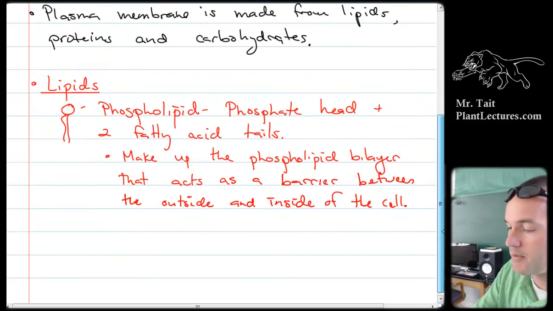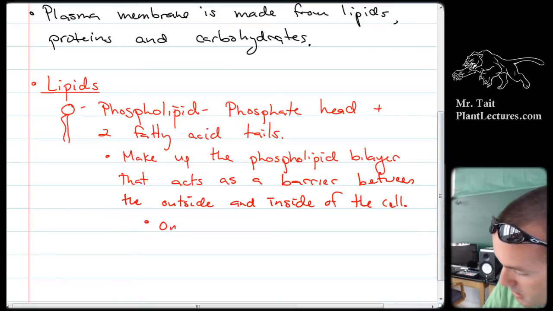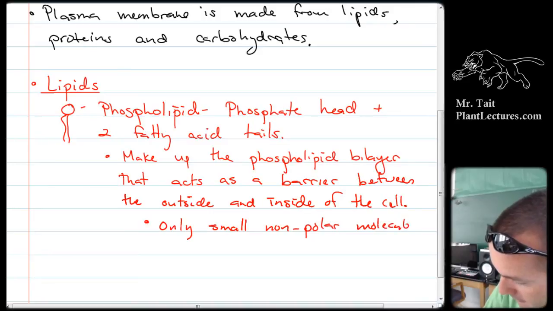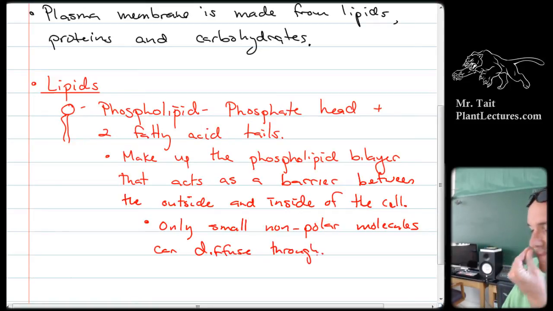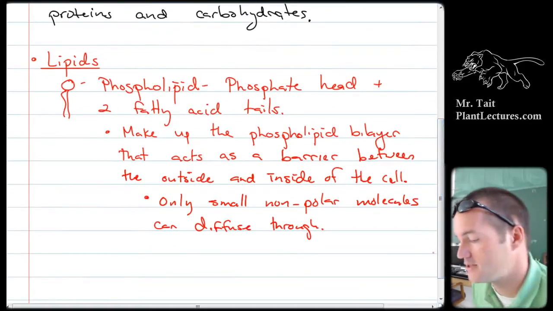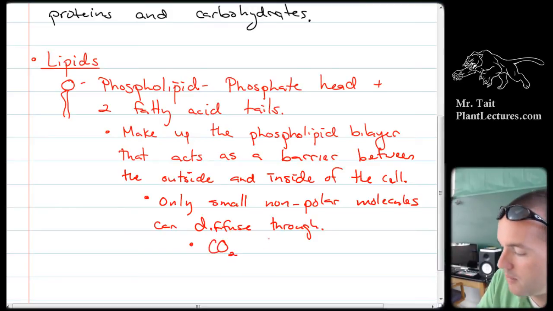But the only things that the phospholipid bilayer allows through are things that are small and nonpolar. So only small and nonpolar molecules can diffuse through. And there are actually not that many molecules that fall under these two categories. But there are 2 of them that are extremely important for life that they can go through. And those are carbon dioxide, which is small and nonpolar, and oxygen, diatomic oxygen.